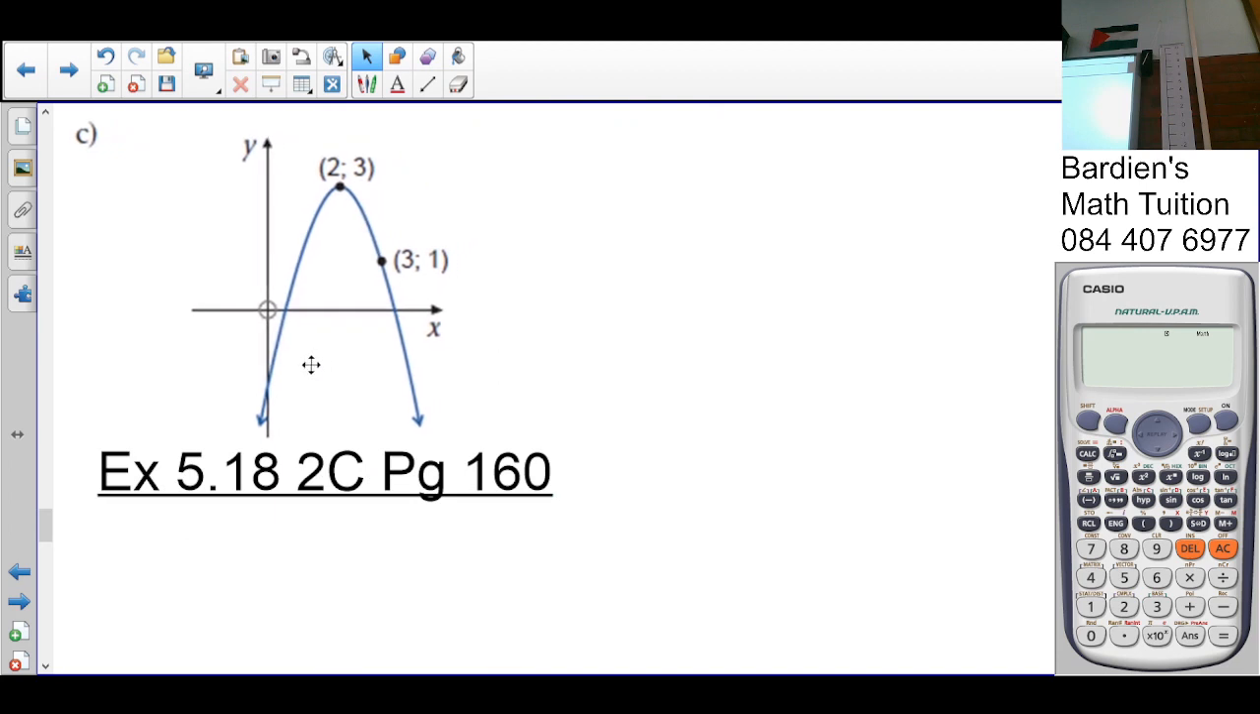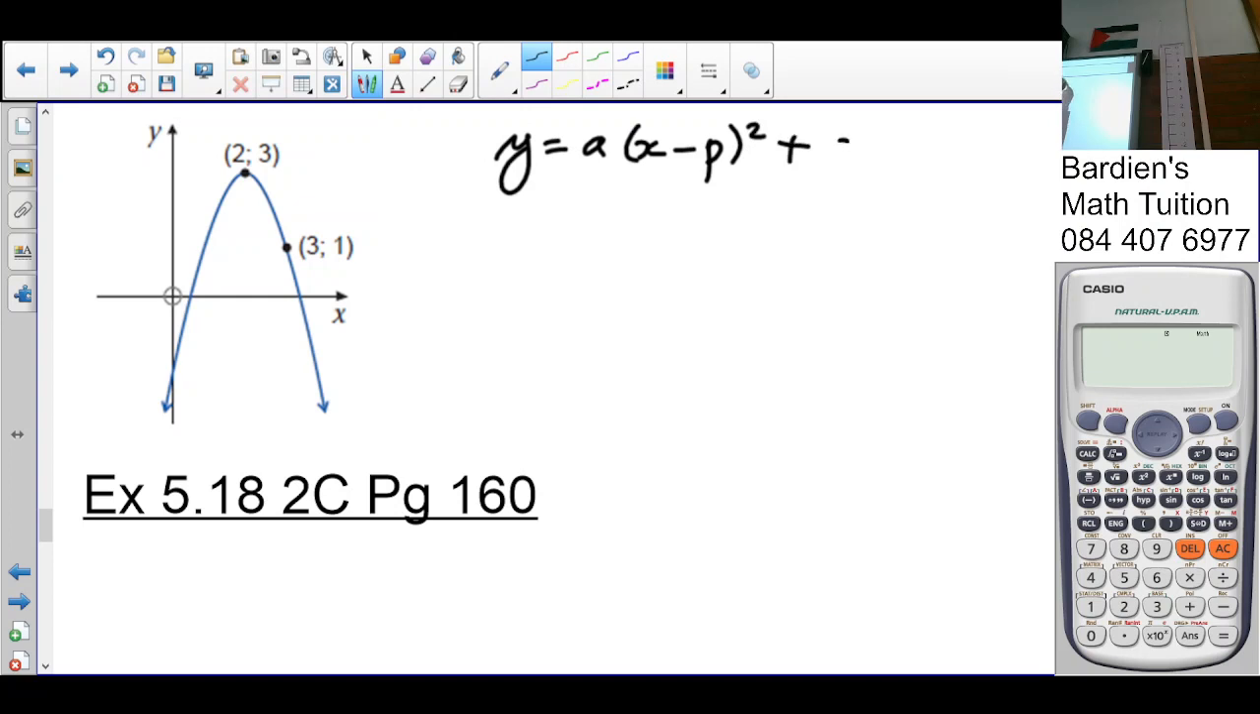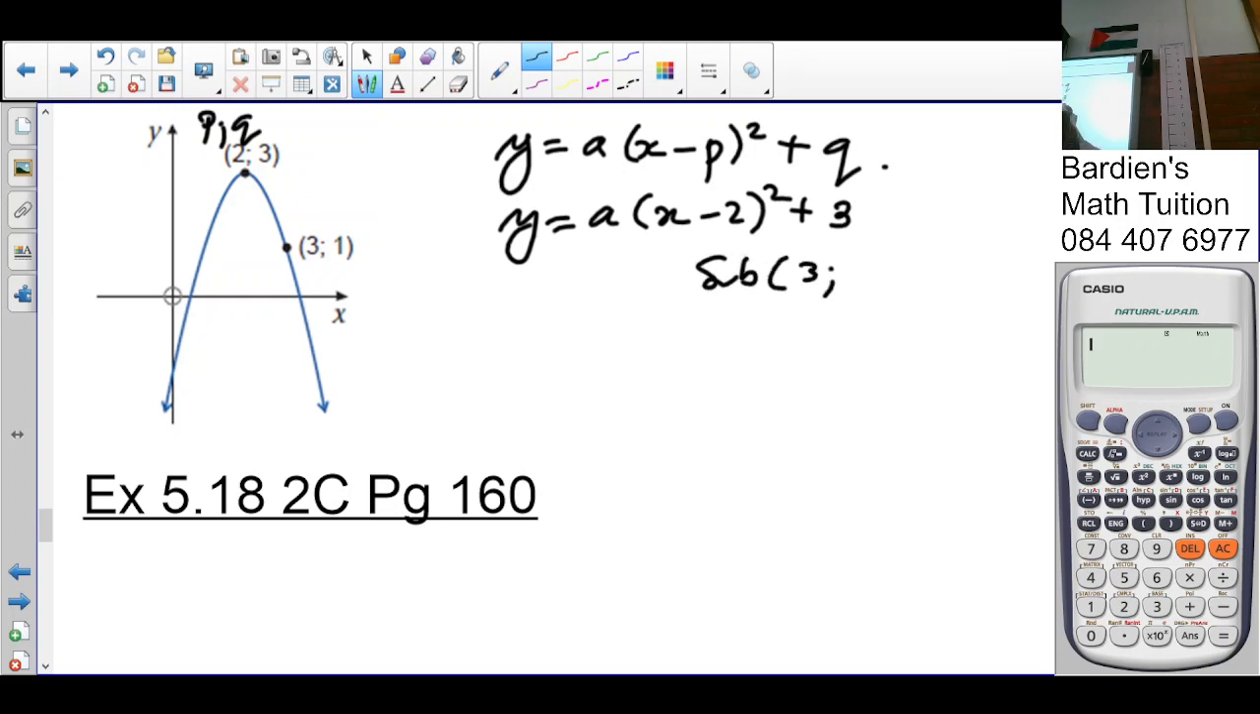In 5.18, number 2C, same story. We are given the turning point. So you follow the equation y is equal to a into x minus p squared plus q. Okay. With p and q as your turning point. So we got 2 and 3. Remember again, this formula is not given in the exam. So you must remember the formula. So y is equal to a into x minus 2 squared plus 3. So you're going to substitute the point lying on this graph. So it's 3 and 1. Again, that's the x and the y value there. So 1 is equal to a into 3 minus 2 squared plus 3. You take it over, becomes negative 2.